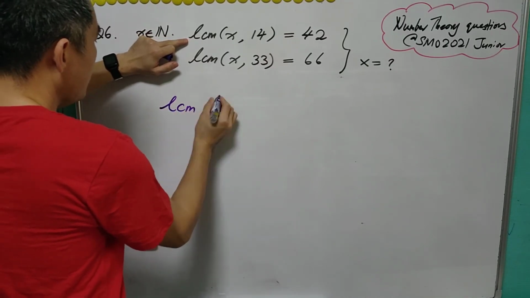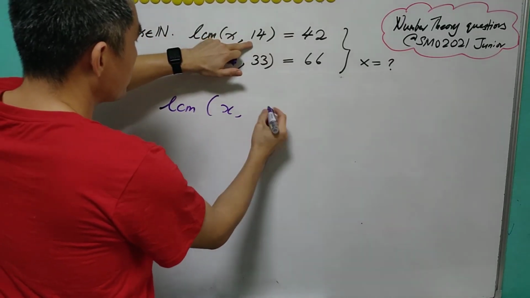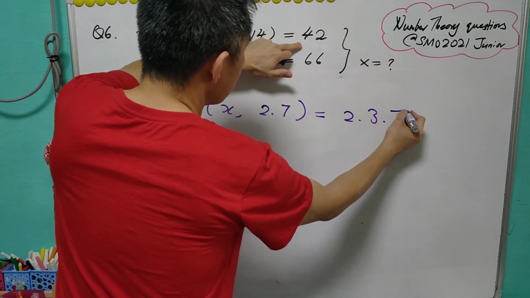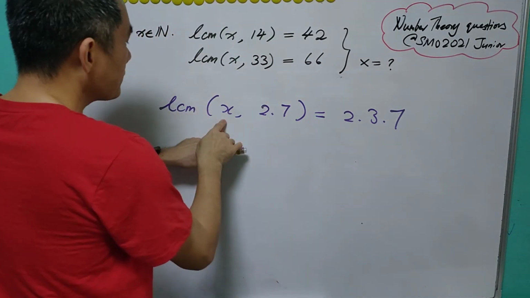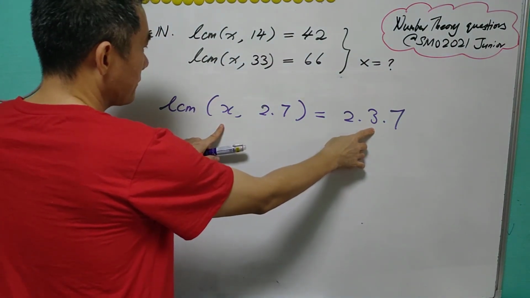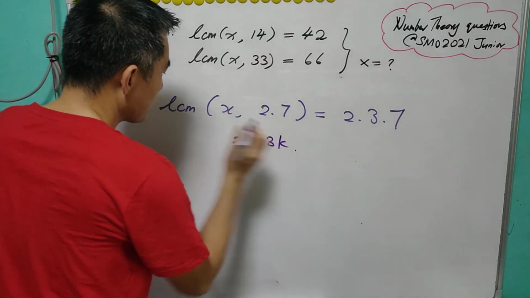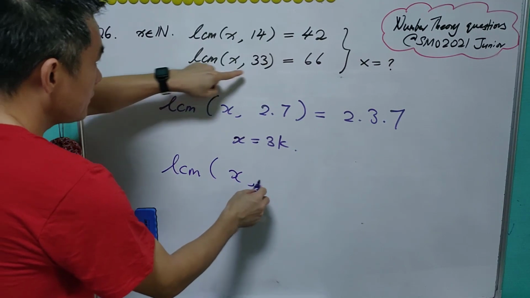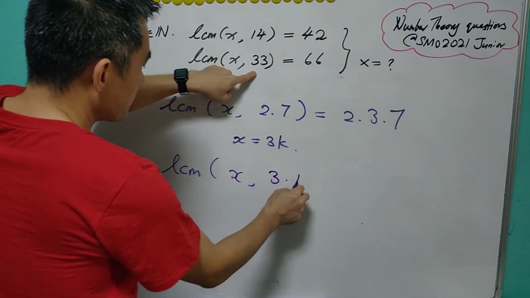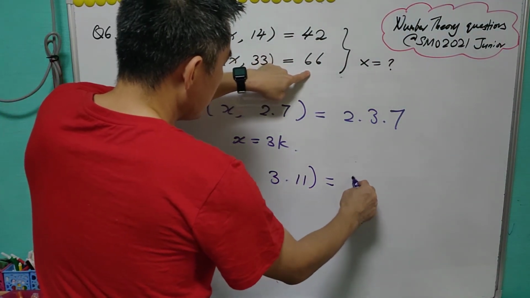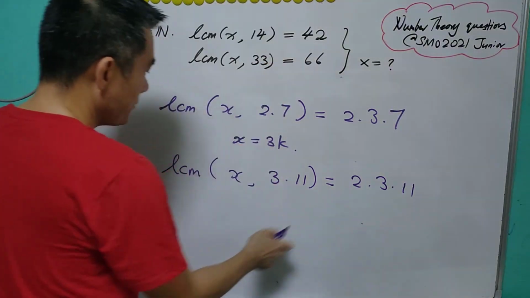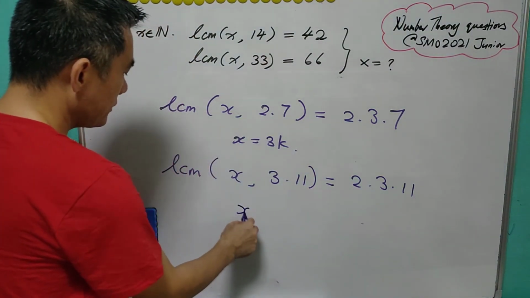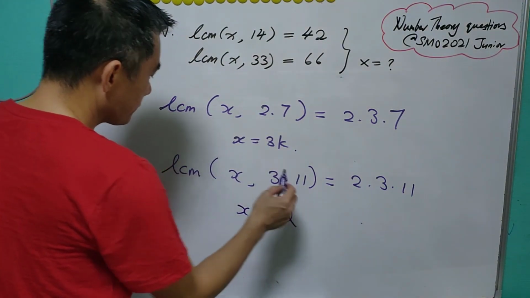The LCM of x and 14. 14 is 2 times 7, and 42 is 2 times 3 times 7, which means that x must be a multiple of 3. So x is a multiple of 3 in this case. For the second one, the LCM of x and 33: 33 is 3 times 11, and 66 is 2 times 3 times 11. It means that x must be a multiple of 2. X is a multiple of 2.